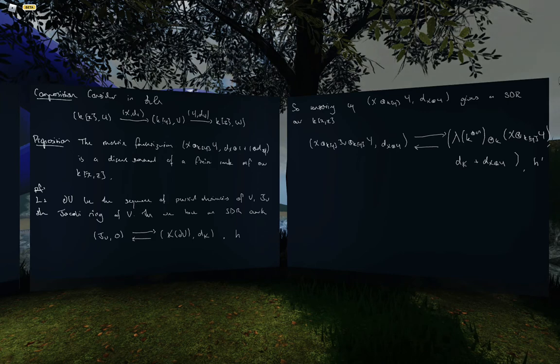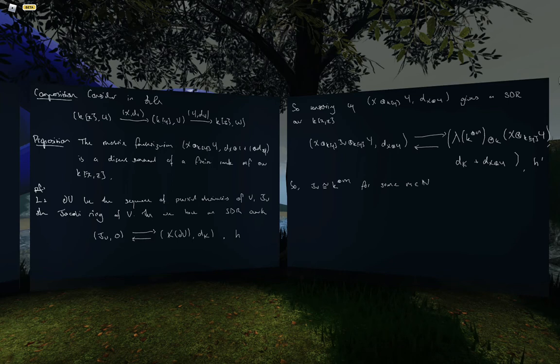Okay, so notice that on the left-hand side, the next thing to notice is that the left-hand side is finite rank. So JV is isomorphic to K tensor M for some M in N. And then that means that we have that X tensor JV tensor Y is isomorphic to KXZ to the power of M. So on the left-hand side, we have our finite rank matrix factorization.